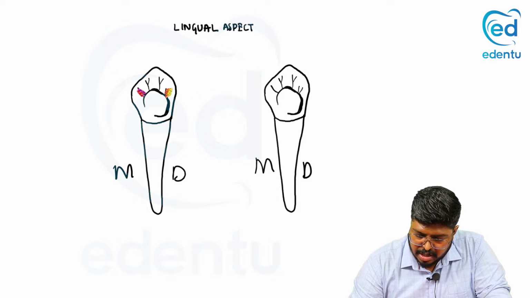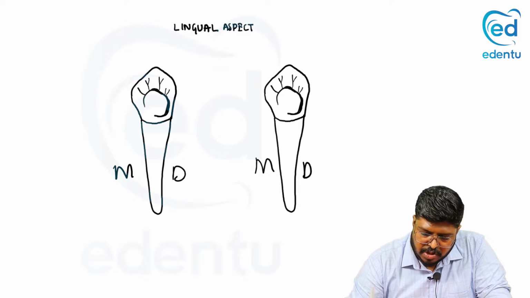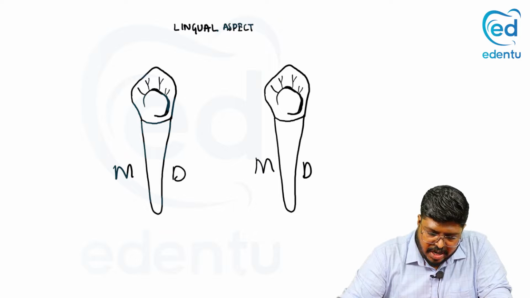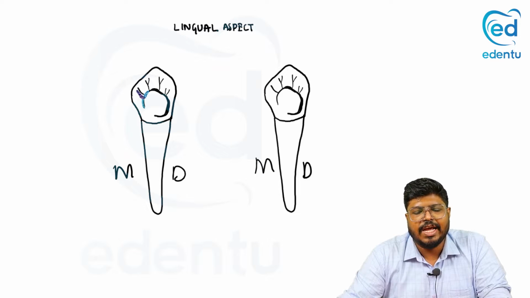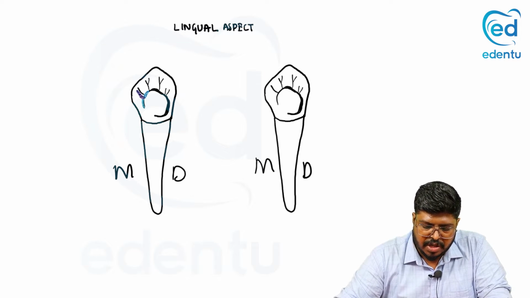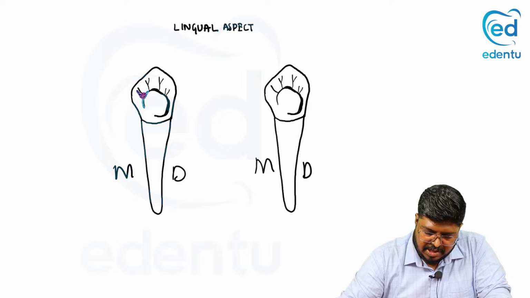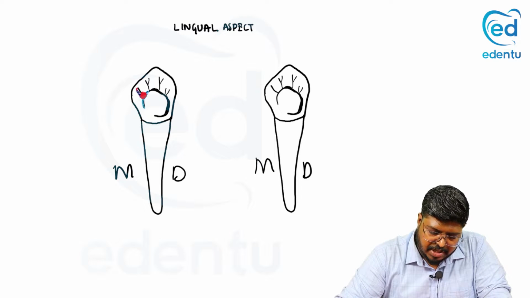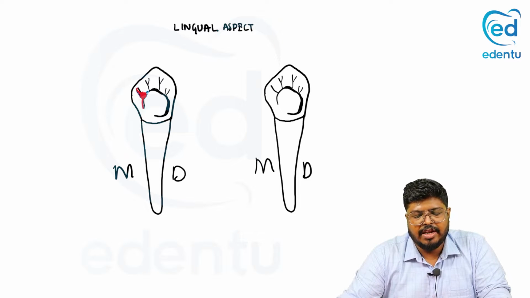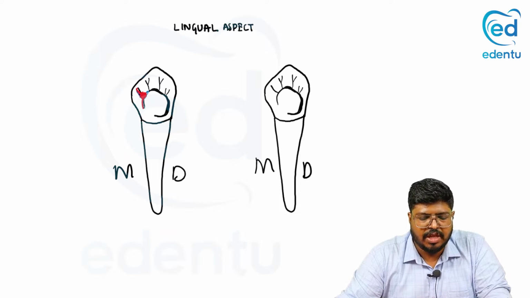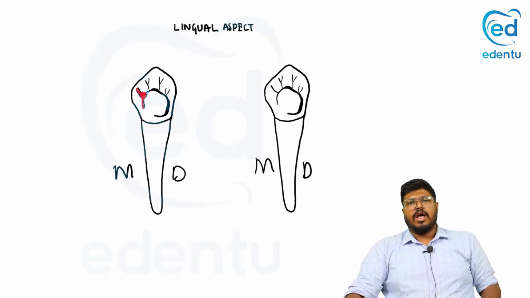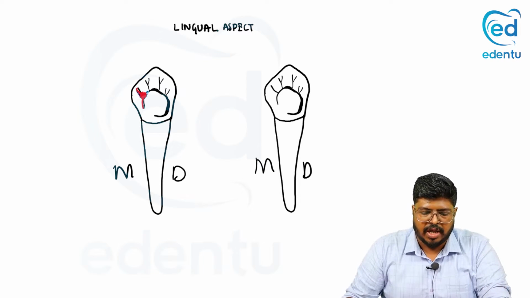Sometimes, if you are lucky, you will be able to view the mesiolingual developmental groove, which ends up in the mesial pit, and this can also be viewed from the lingual aspect. I hope you're clear regarding the lingual aspect of the mandibular first premolar.